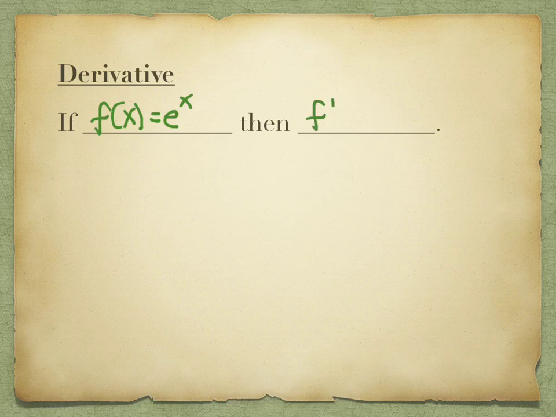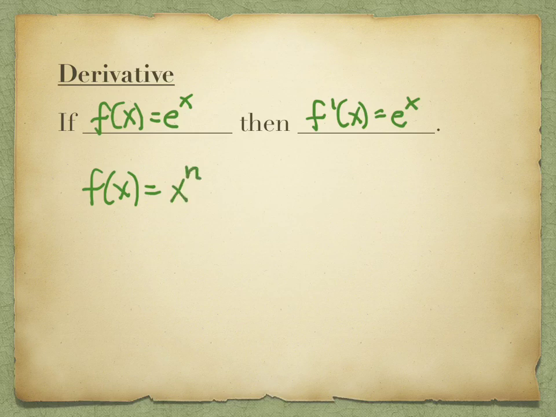Well, e is the best one ever. Its derivative is itself. It doesn't get any better than that, does it? Now, notice what's different between this and this. This one had a derivative that looked like this. It's a different function. What's different about these two functions?